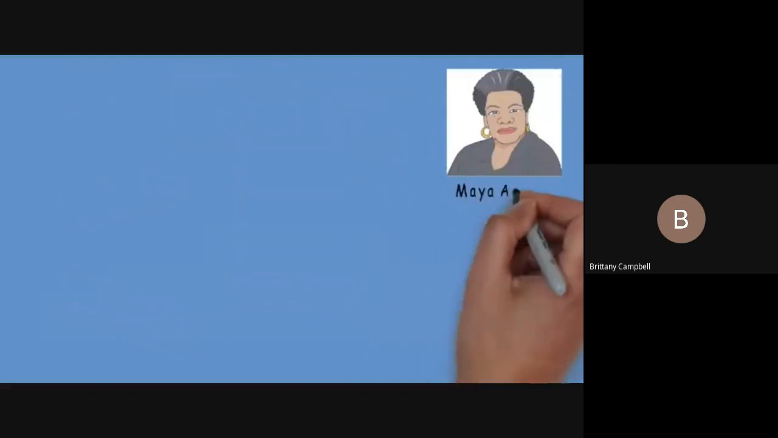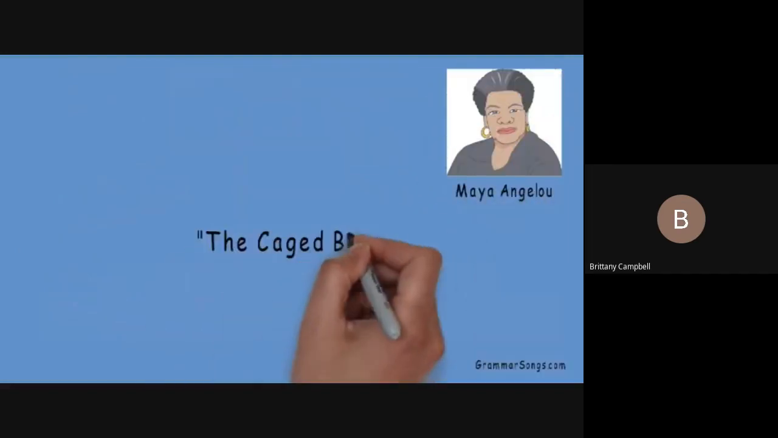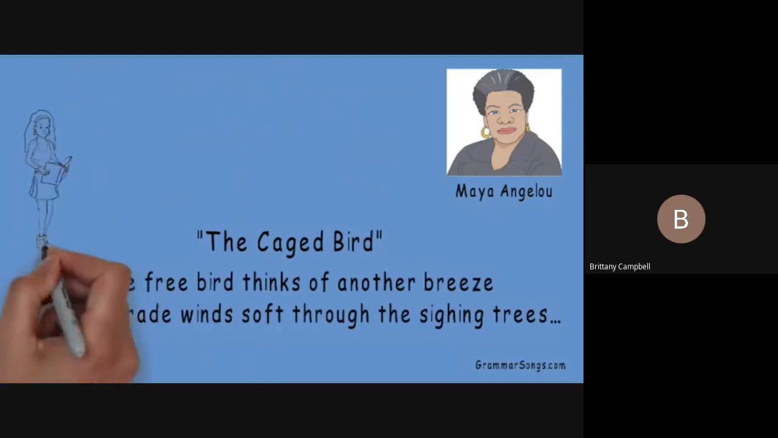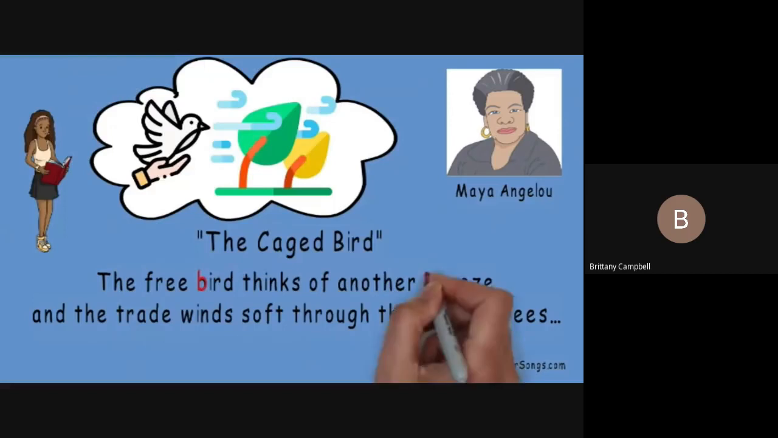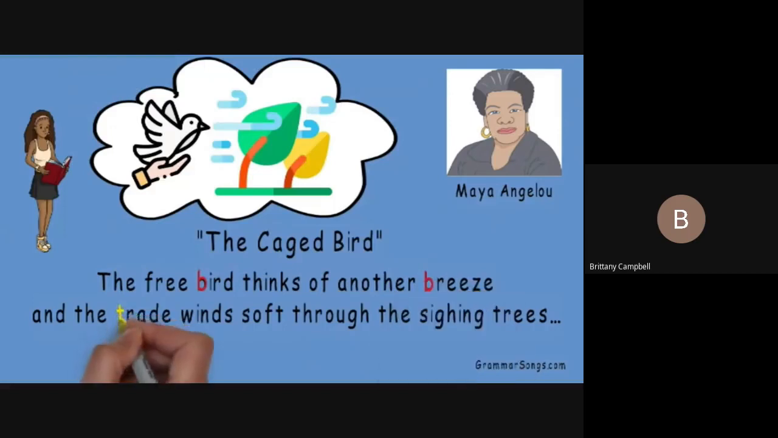Maya Angelou used alliteration in her famous poem The Caged Bird to create imagery, a visual picture for her readers. The free bird thinks of another breeze, and the trade winds soft through the sighing trees. A repetition of consonant sounds is used to emphasize phrasing within her poem.